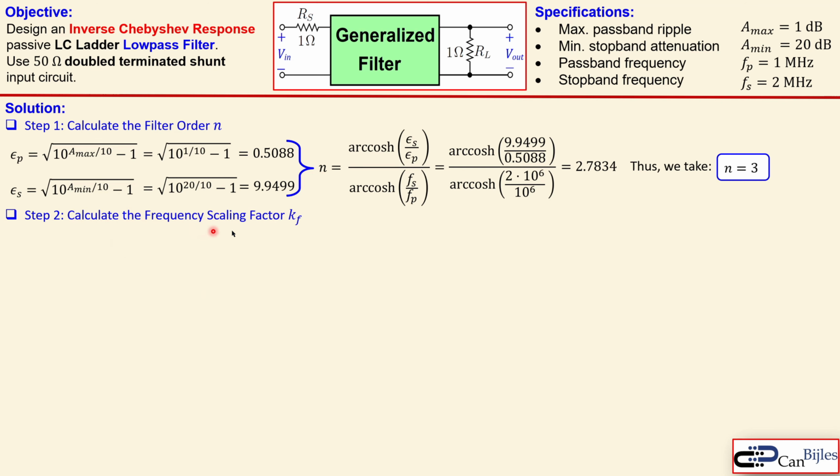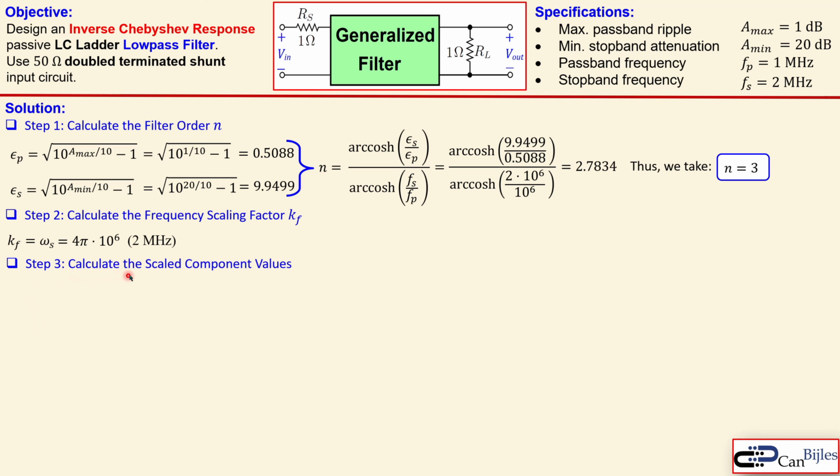Step 2 is to calculate the frequency scaling factor Kf. Now this is not really a calculation, but we need to set this Kf to a specific value, which is actually the omega s, which is 2 pi times this fs, which is then 2 pi times this 2 MHz, which is then 4 pi times 10 to the power 6, which is, as said, 2 MHz. And we will need to use this for our calculation of our component values.